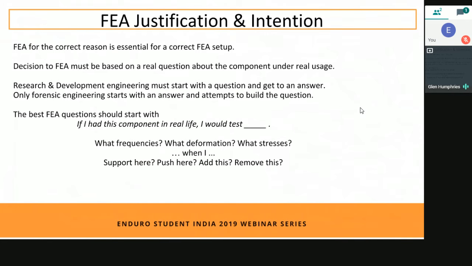So research and development engineering must start with a question and get to an answer. So if you're doing a sort of engineering where you've already got the answer and you're trying to get the question, you're probably doing forensic engineering. Okay, so that's when we look at a crash or an investigation of some sort, trying to figure out what happened. That's not what we're doing in these sorts of competitions. We're looking at research and development. So we're going to have a question about our component. Does it do this? Can it do that? How's it going to behave?